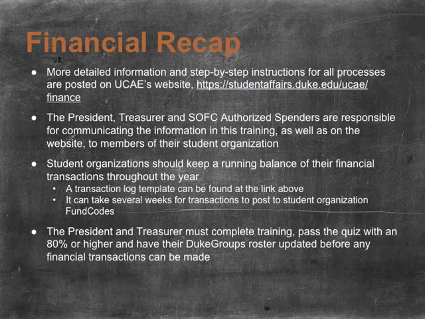The president, treasurer, and authorized spenders are responsible for communicating the information in this training as well as on the website to the other members of the group. The student organization should keep a running balance of all financial transactions throughout the year. Even though the president, treasurer, or authorized spender can request a copy of the student organization transactions, it can take several weeks for transactions to post to the student organization fund code. Lastly, the president and treasurer must complete training, pass the quiz, and the organization's Duke Groups roster must be up to date before any financial transactions can be made.